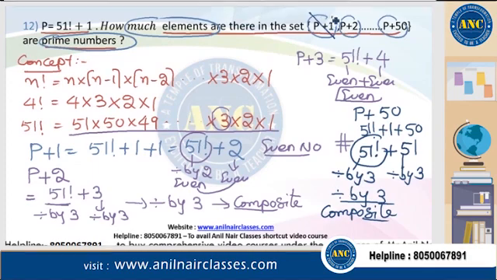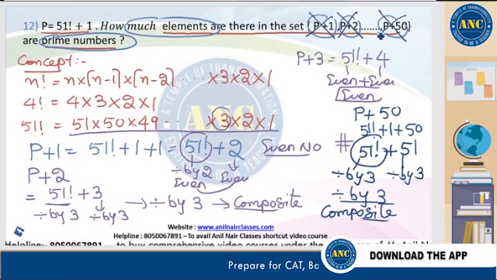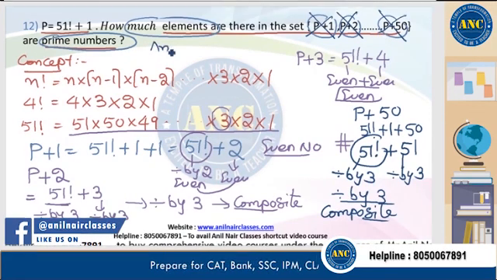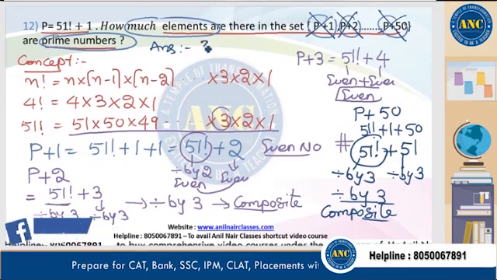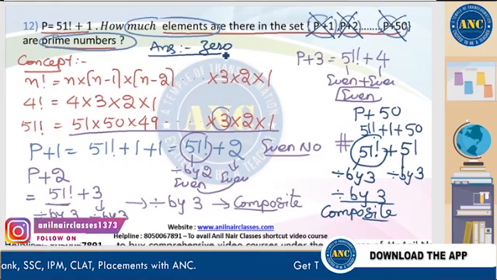P plus 1 is not a prime number. P plus 2 is not a prime number. P plus 50 also is not a prime number. So what is the answer for this question? The answer is 0. There are no elements in the set which are prime numbers.